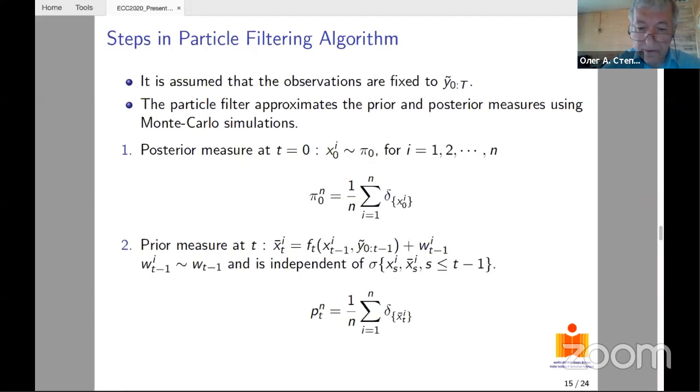The particle filter algorithm starts with initial samples from the initial distribution and defines an empirical measure pi 0n based on the initial samples using the approximation shown. The particles or samples at time t minus 1 are passed through the state equation to create particles that represent the prior measure, which is defined empirically using this approximation denoted by p t n.